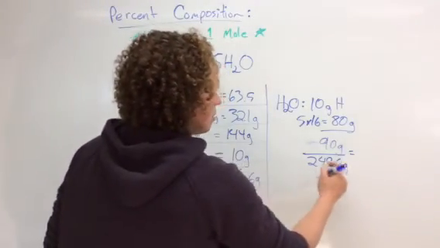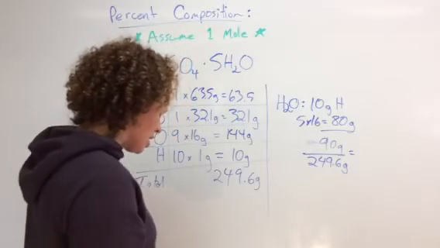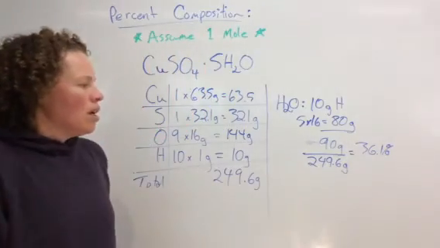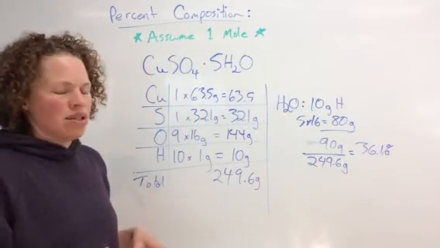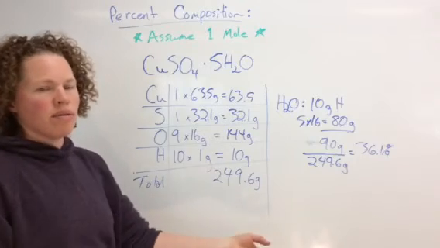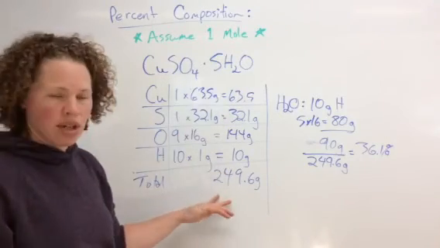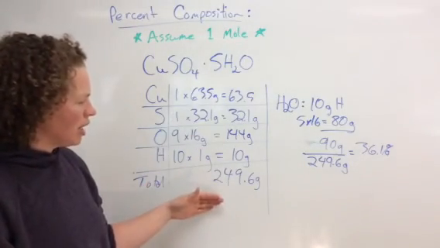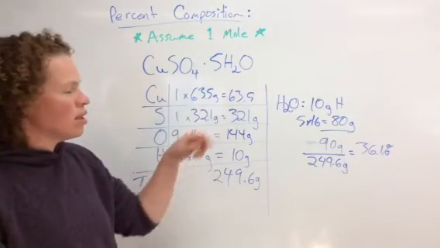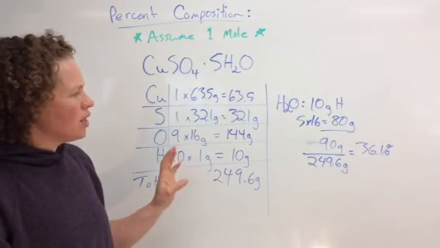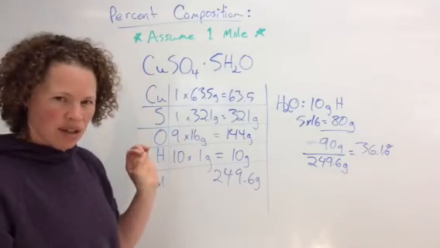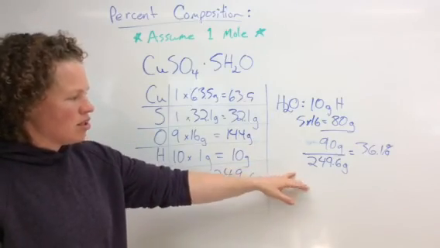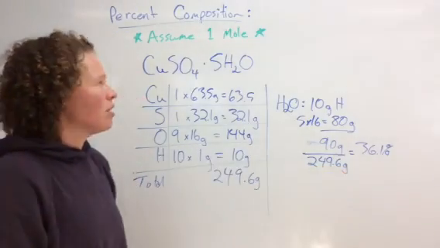So I'm going to do that instead. 90 divided by 249.6 gives me 36.1%. So, percent. This was a little bit cheekier of a question because they didn't just want all of the percents. They wanted you to find the total, which you're going to have to do every time because percents are out of a total. So we find the total mass, the molar mass of the compound. And then you find the mass of the specific thing they're looking for. So in this case, they wanted water. And then you make that a percentage over the total, and that gives you your final percent composition.